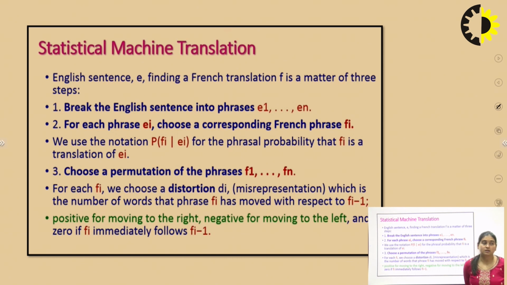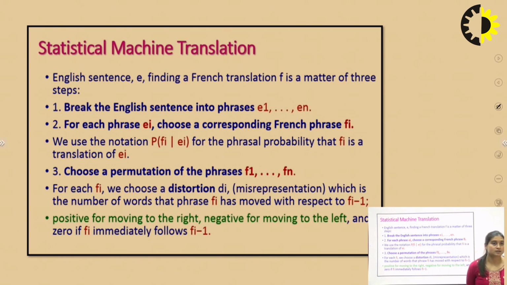Next, we have statistical machine translation. We have seen the machine translation systems, what steps are involved in it, and what difficulties are involved in them, and now we are going to see statistical machine translation. So let's start.